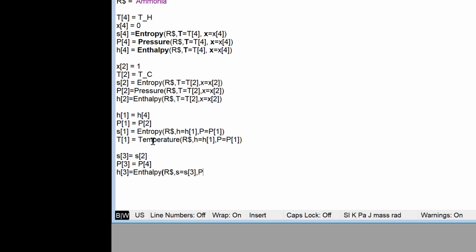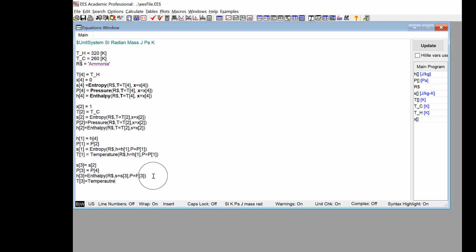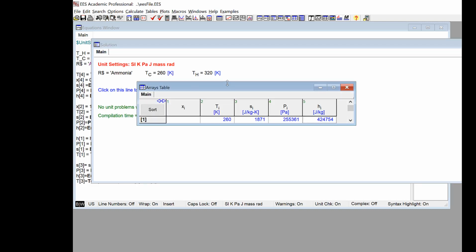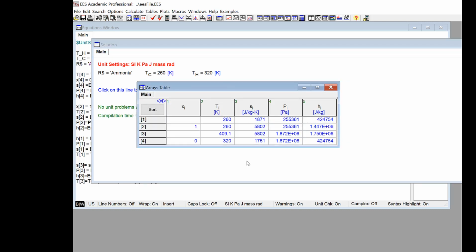And so entropy and pressure then fix state 3, so we'll go ahead and get enthalpy and temperature, and again the indicators are going to be in this case S equals and P equals, since I know entropy and pressure. And if I solve at this point, you can see that all of the properties at each state are conveniently organized in this arrays table. So I can just go through and look at states 1, 2, 3, and 4.